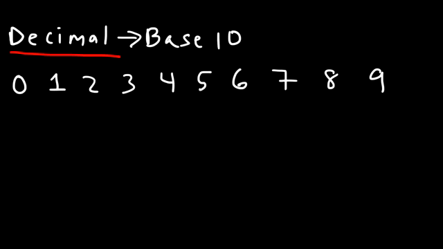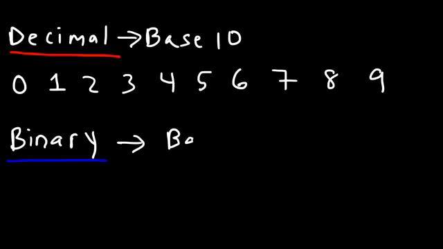Now, this system is used for everyday counting. For example, 12 or 36 or 468. We use the decimal system to represent numbers, and it works pretty well. Now, the next system that you need to be familiar with is the binary system. So when you hear the prefix bi, what do you think of? Bi means 2, and so the binary system is a base 2 system.